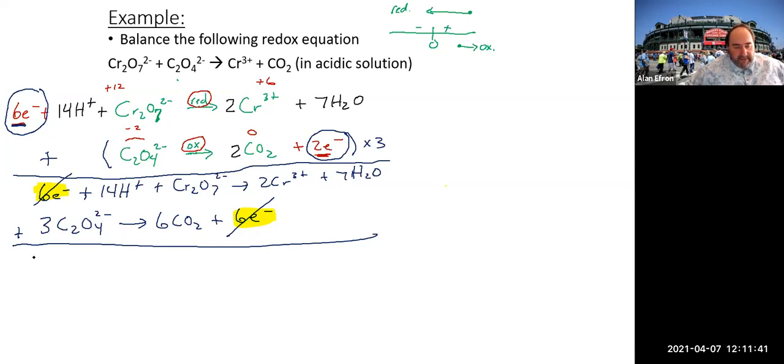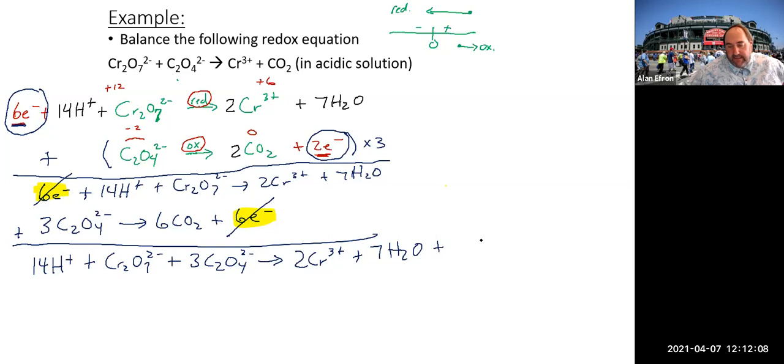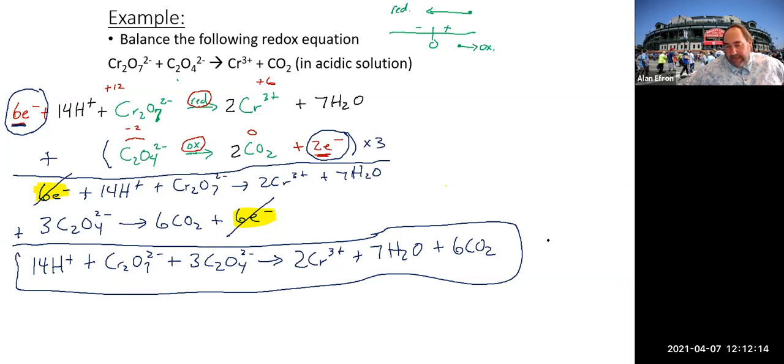So that will leave us something like 14 H+ on the left, plus a dichromate, Cr2O7 2-, plus 3 of the oxalate. On the right-hand side of the arrow, we will end up with 2 of the Cr3+, 7 waters, and 6 of the CO2. In this particular case, this would be balanced in acidic conditions. Again, we know it's acidic conditions because there's some H+ in the overall reaction. So that tells us it's acidic.